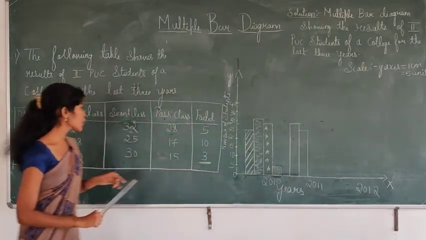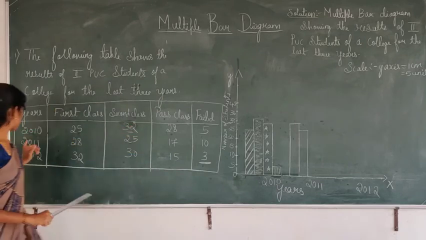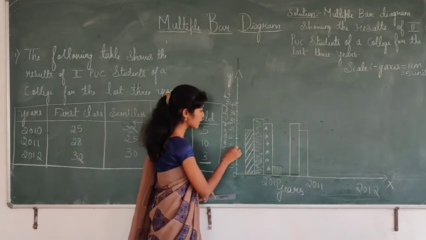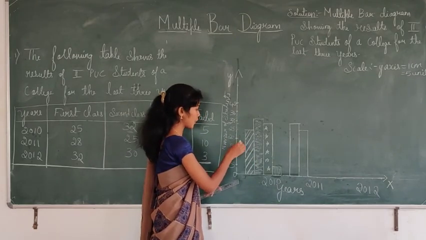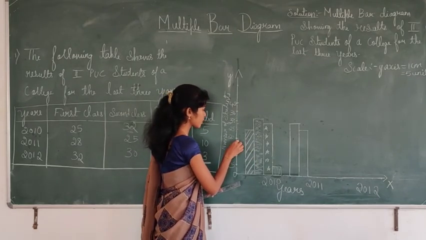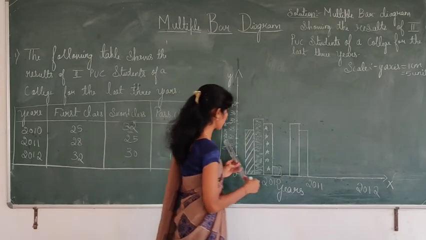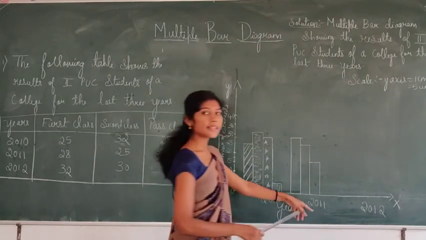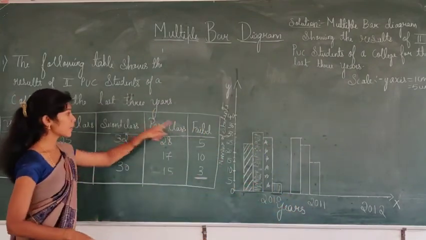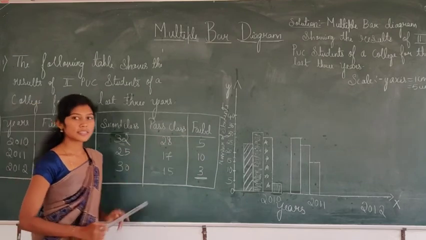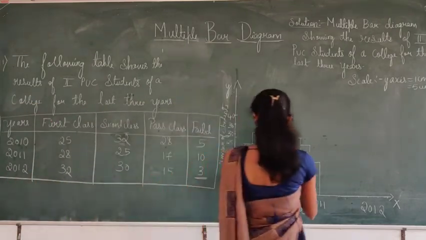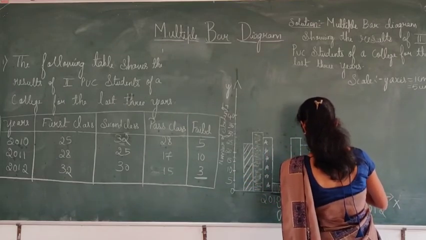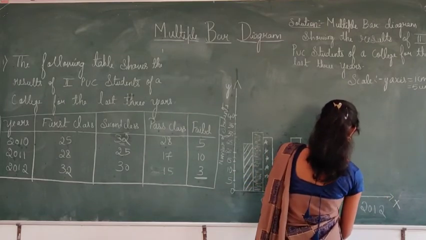Then the number of students who have secured pass class in the year 2011 is 17. So mark 17. 15 is here, and 17 will come between 15 and 20, somewhere here. Next, in the year 2011, the number of students who have failed is 10. So 10 is here. Mark 10.